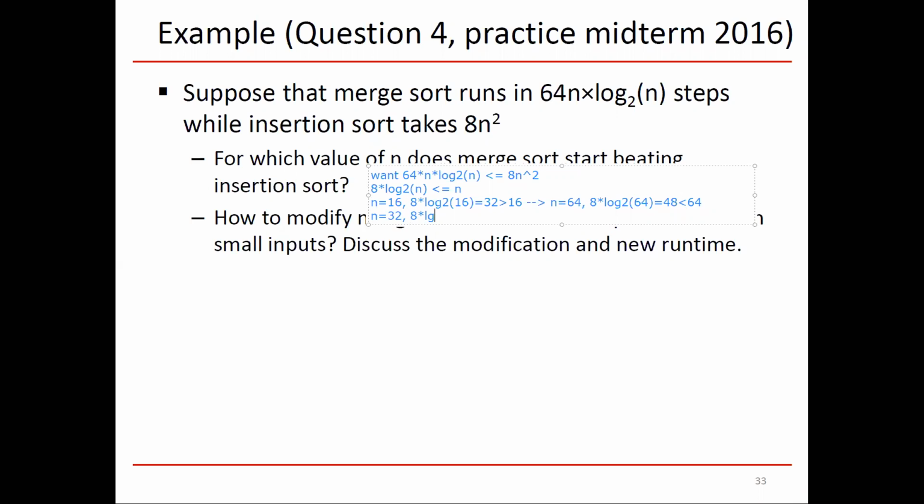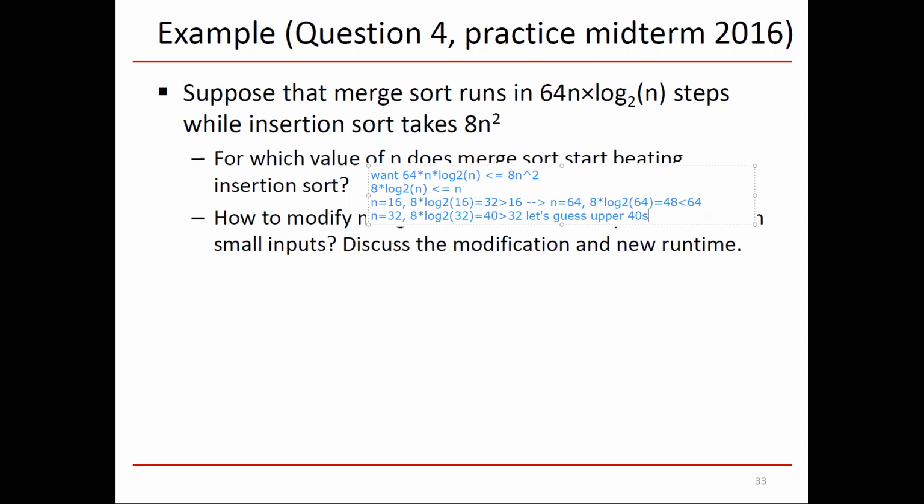8 times log base 2 of 32, log instead of lg. Log of 32 is 5. 5 times 8 is 40. 40 is greater than 32. So we're somewhere between 40 and 60. You know, 40 is somewhat more than 32. 48 is quite a bit less than 64. Let's guess upper 40s.